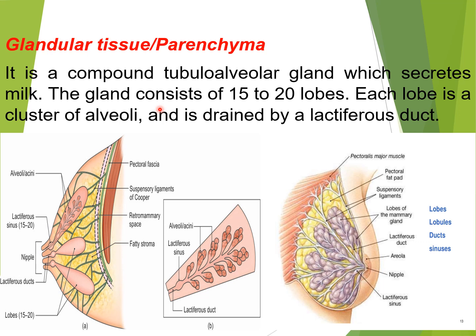What you have to remember in this slide is that there are 15 to 20 pyramidal lobes. Okay, each lobe is drained by separate lactiferous ducts. And there is a dilated area for each duct which is known as the lactiferous sinus. It may act as a reservoir of milk. Okay, then each duct, the lactiferous duct, it drains a segmental system of smaller ducts.